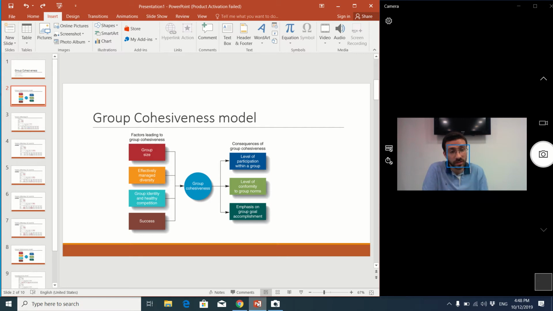We have 4 factors that lead to group cohesiveness: the group size, the effectively managed diversity, group identity and healthy competition, and success. These will lead to group cohesiveness, which in turn will have 3 consequences: the level of participation within a group, the level of conformity to group members, and the emphasis on group goals accomplishment.